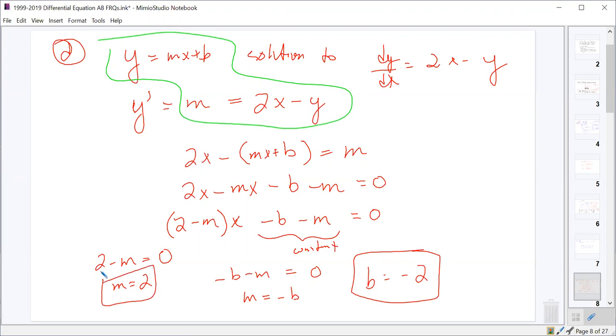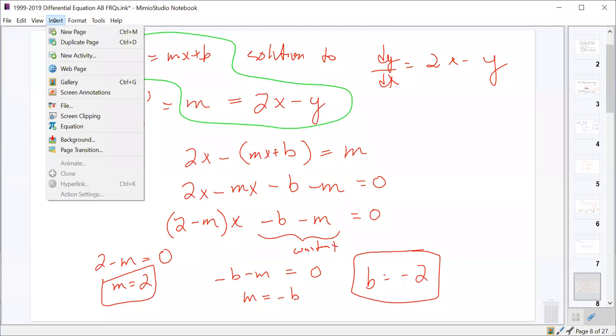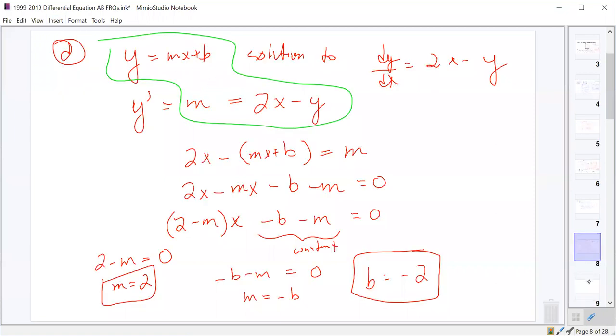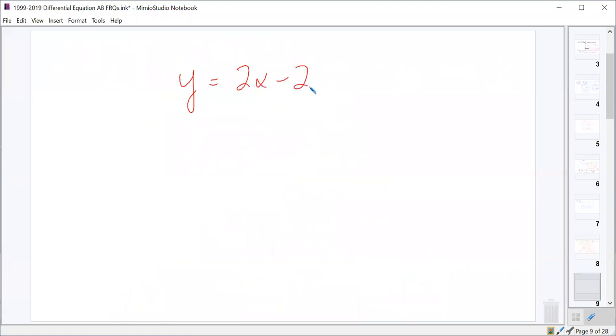Good or no? Wait, I have a question. If this is a linear equation, how is it possible to get a 2x in your derivative? Well, let's take a look at it. We got y equals, what do we get? 2x minus 2, right? True.